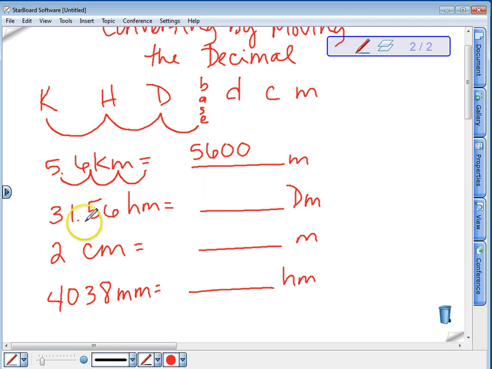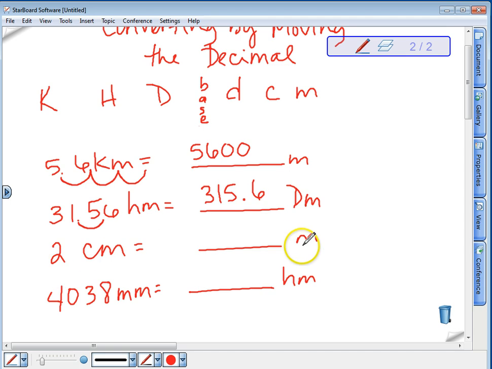To move from hectometers to decameters, we only have to move just one space. So we're going to move our decimal just one space, and we end up with 315.6 decameters. We started with 4 sig figs, ended with 4 sig figs, so again our significant digits are fine.